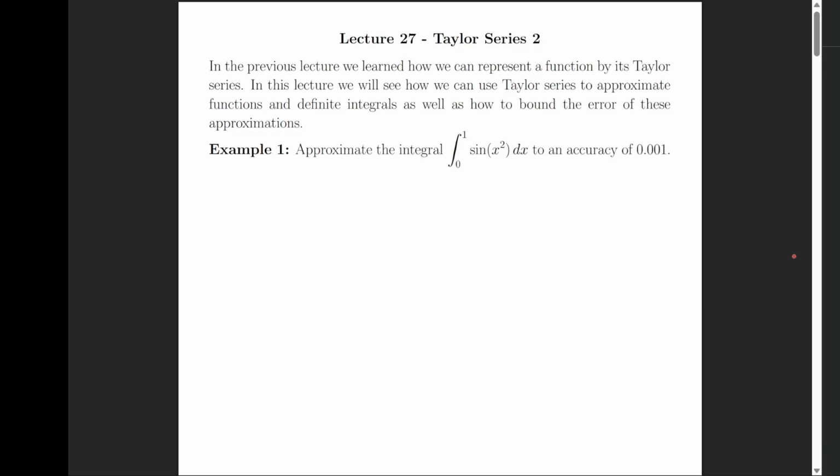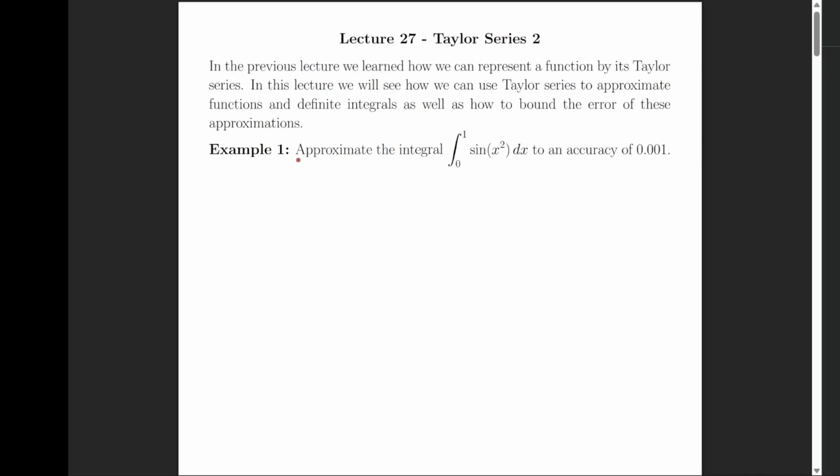This is going to be Taylor series 2, which is basically just using the Taylor series to approximate functions, or if they have these bounds, right? That's what they use it for, or to find the bound of the error of the approximation. So if it looks like this, use Taylor series. We're just going to get started.